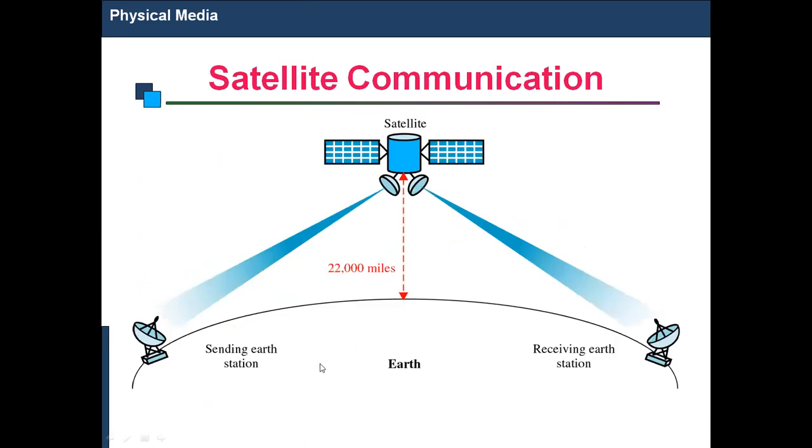Now, satellite communication. This is especially for long distances, meaning thousands of miles. This is the sending earth station, and this is the receiving earth station. This is the earth with the satellite. The distance between earth and satellite is 22,000 miles. The signal is transmitted from the earth station to the satellite, and from the satellite to the receiving station.